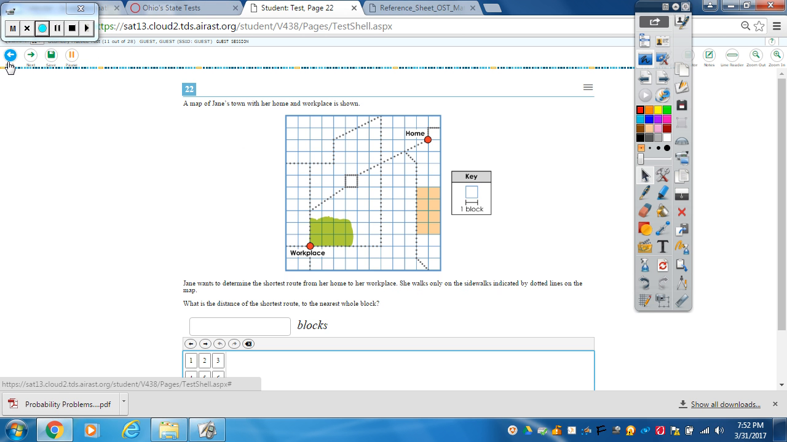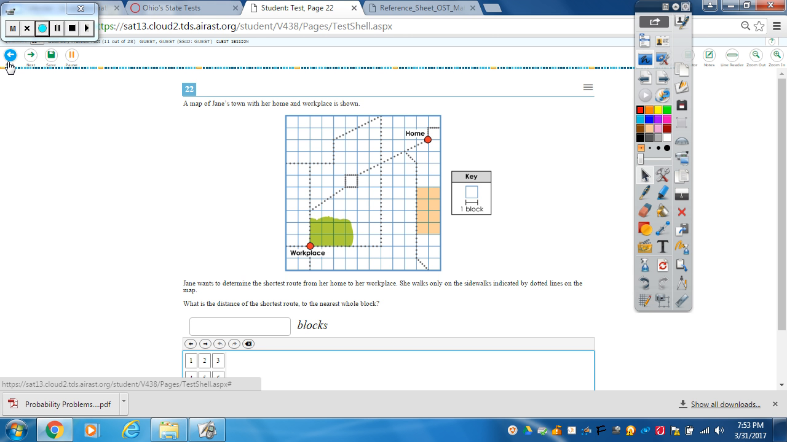All right, the next one, we're looking at number 22. I've got to be getting close to being done. My throat's killing me. All right, it says this. A map of Jane's town with her home and workplace is shown. Jane wants to determine the shortest route from her home to her workplace. She walks only on the sidewalks indicated by the dotted lines on the map. What is the distance of the shortest route to the nearest whole block?